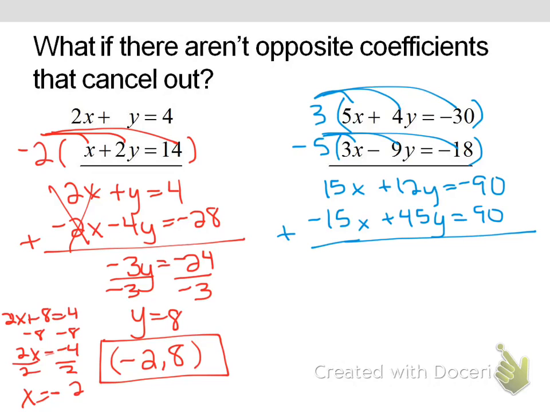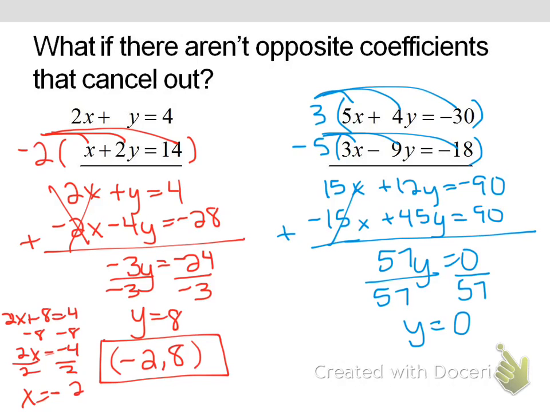But the 90 cancels. Hold on. It doesn't cancel. It makes 0. But 0x is just 0x. So 57y equals 0. Divide both sides by 57. What is y? 0.